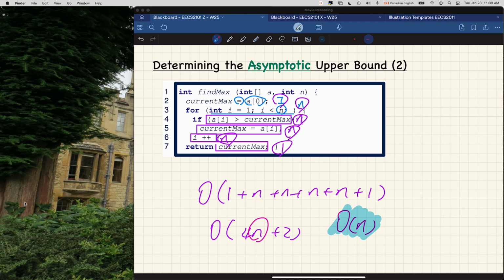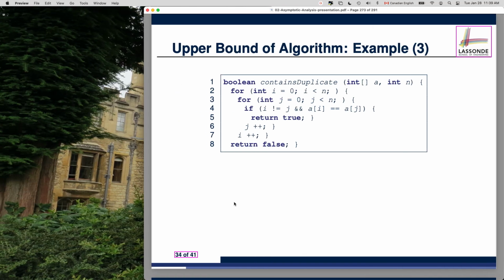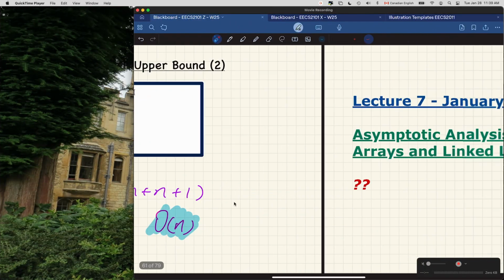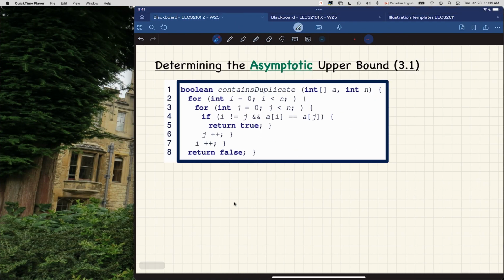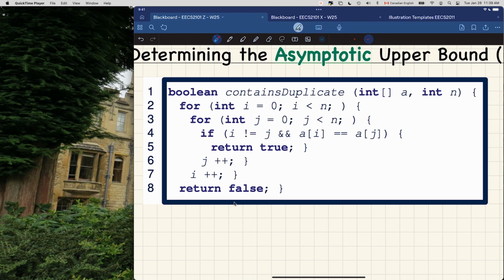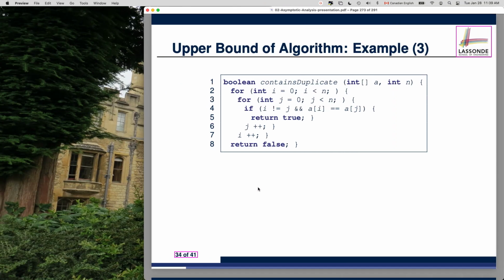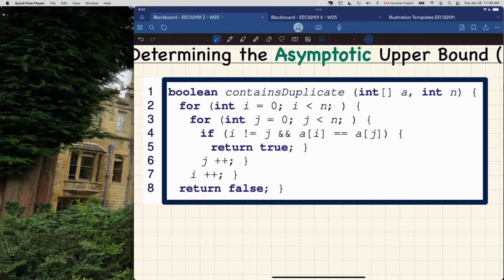All right, the first one to look at would be on slide 34, in case you're looking at the slides. This will be the piece of code where we want to decide the asymptotic upper bound.